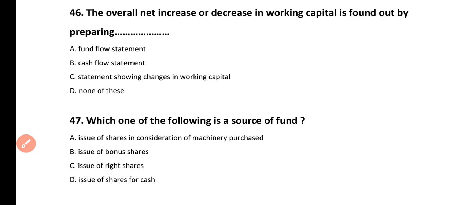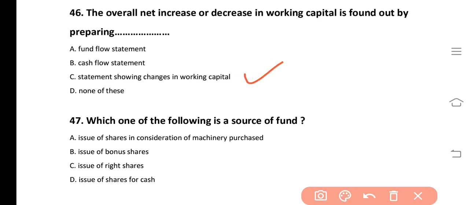MCQ number 46. The overall net increase or decrease in working capital is found out by preparing: fund flow statement, cash flow statement, statement showing changes in working capital, none of these. So the correct option is option C, statement showing changes in working capital, that shows net increase or decrease in working capital.